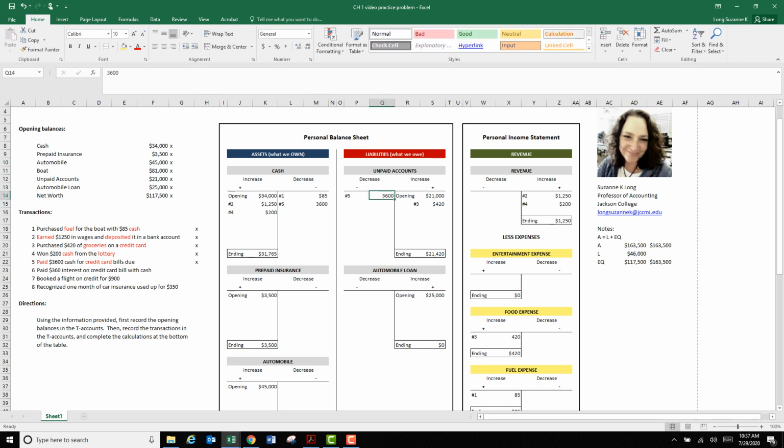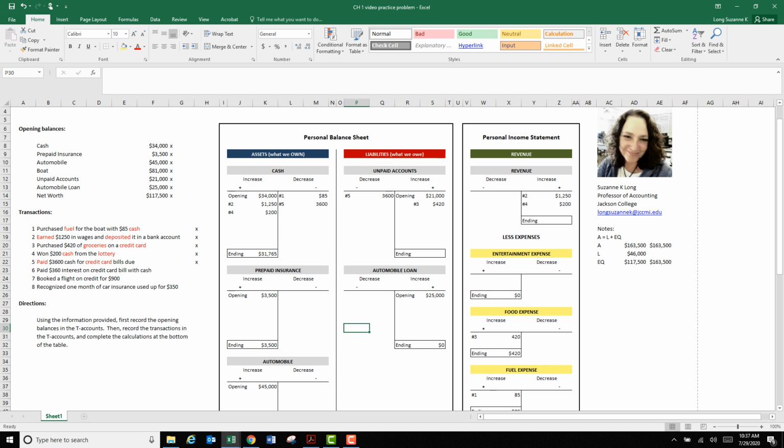Decrease how much we owe. Decrease cash to do it. I'm just going to get rid of this because we're going to have to fix that. We're going to have to play with the totals when we get done. This one too. I should probably get rid of all the totals.